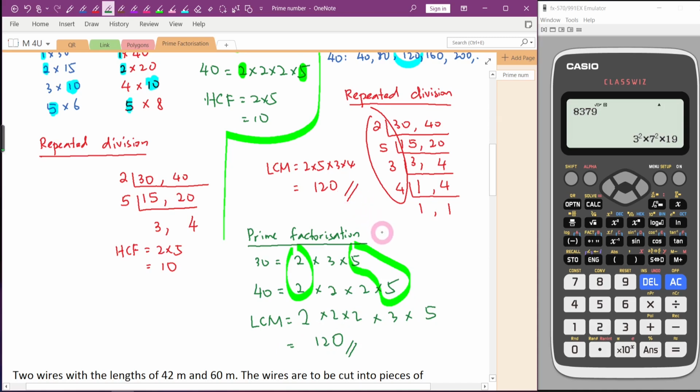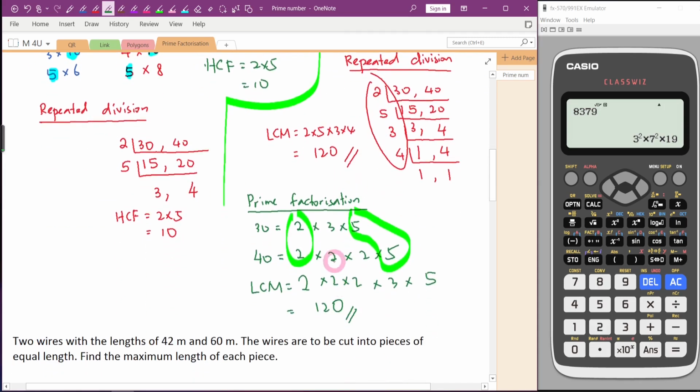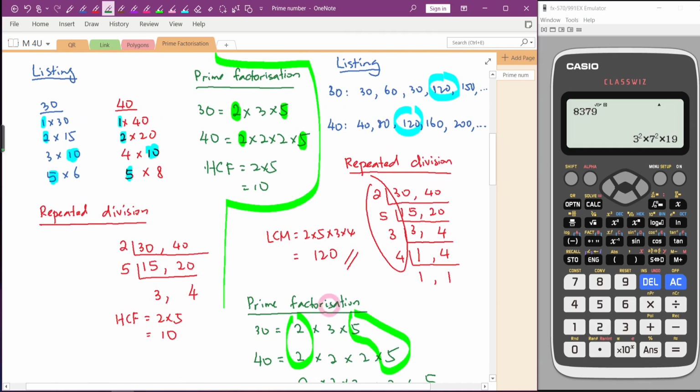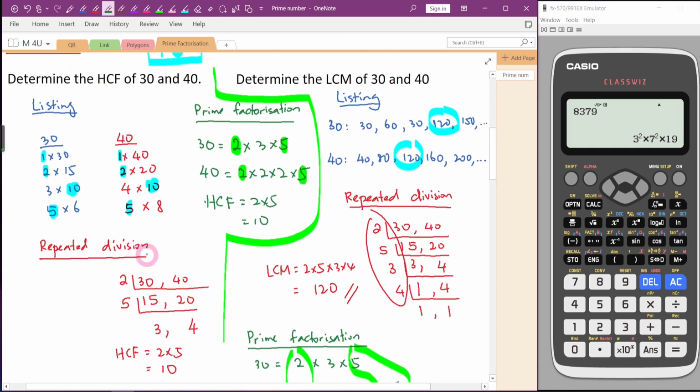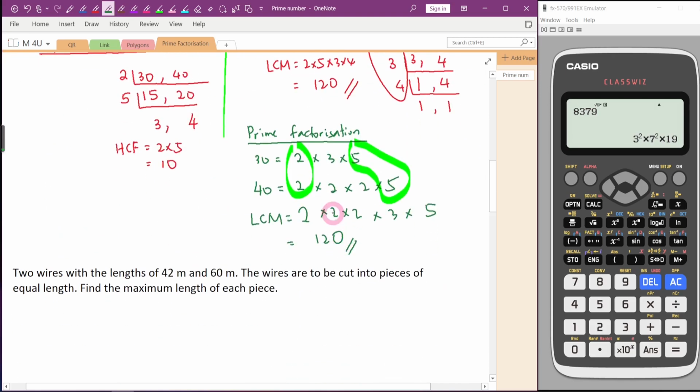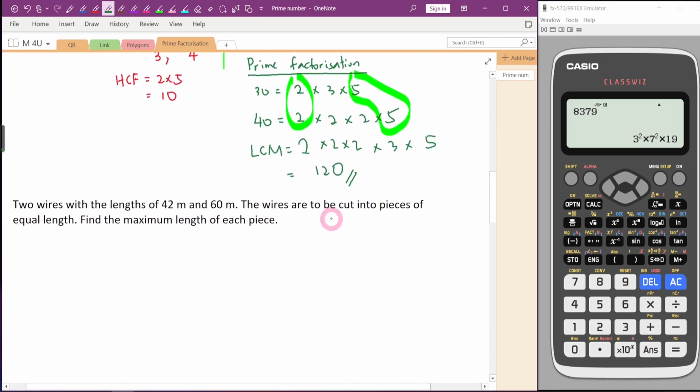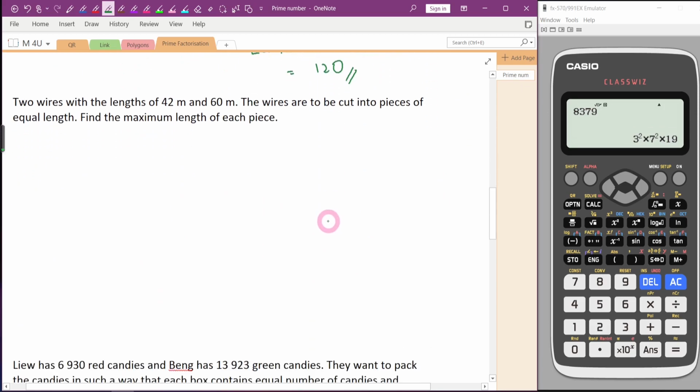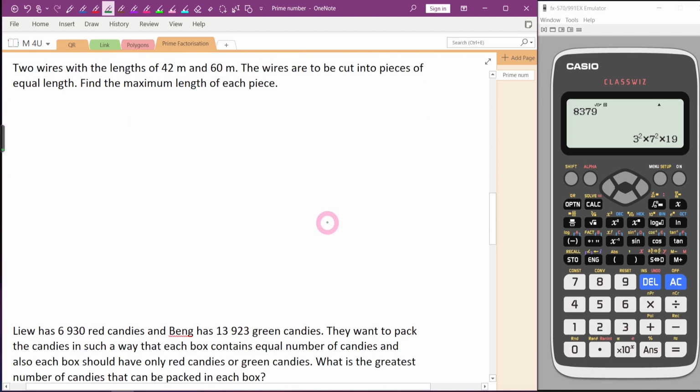Okay, so be careful when you do the prime factorization or repeated division because they look quite similar. Now in this video, let's focus on HCF first. So in the next video, I will talk about LCM. Now, I think this one you should have no problem. How about you try yourself?